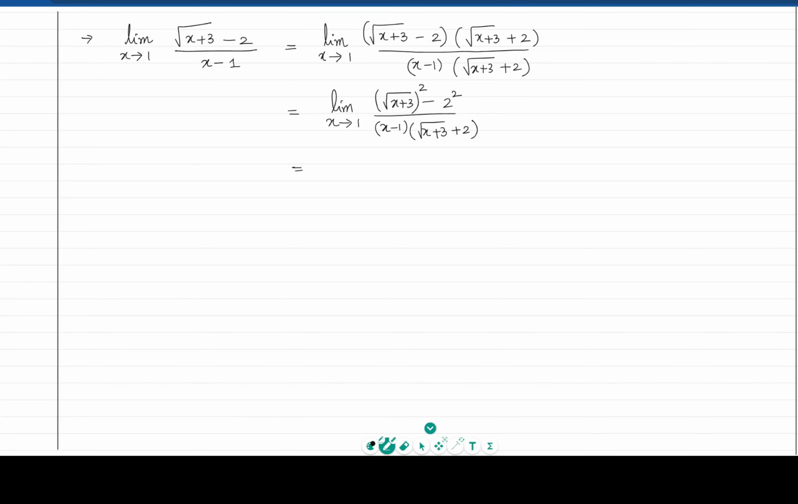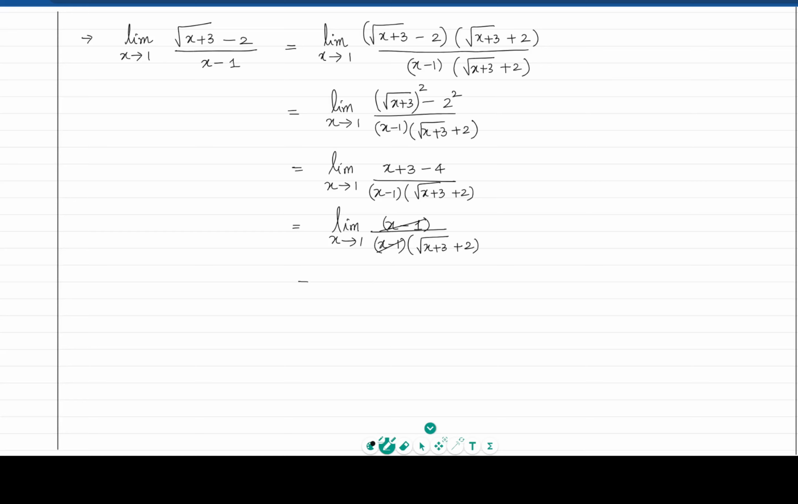Now at this stage we will have limit x tending to 1. Square root of x plus 3 whole square, the square root and the square will cancel out each other. So we will end up with x plus 3 minus 4. And in the denominator we have x minus 1 times square root of x plus 3 plus 2. We can see that in the numerator when we try to simplify, we will end up with x minus 1. So we got x minus 1 as a factor in the numerator and in the denominator. So we can cancel out those x minus 1 factors.